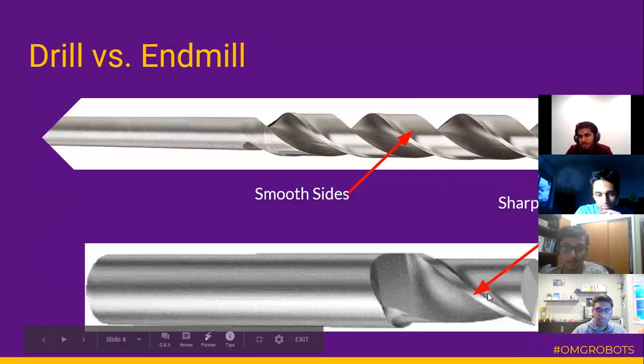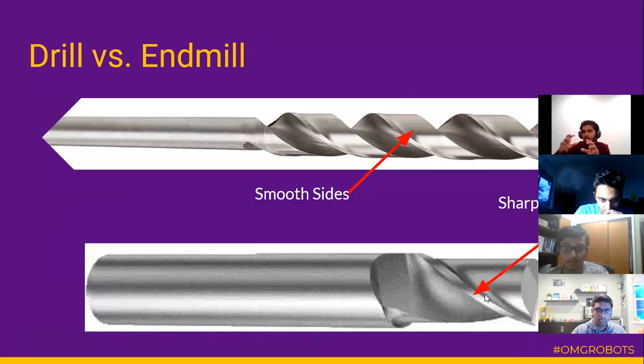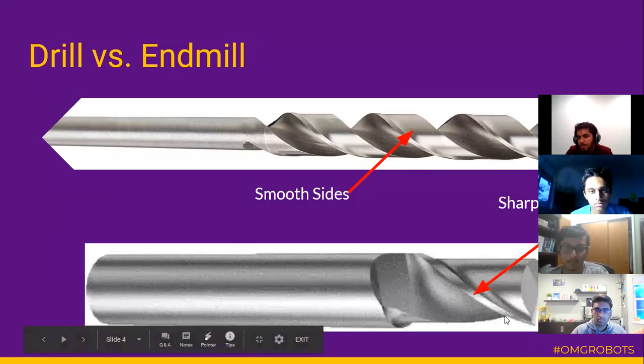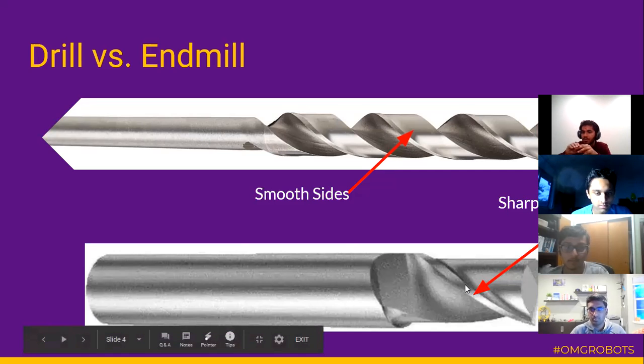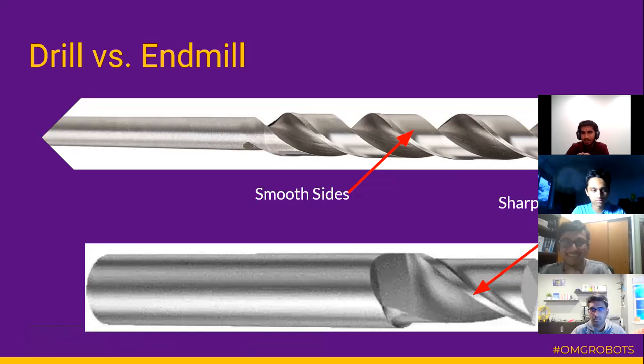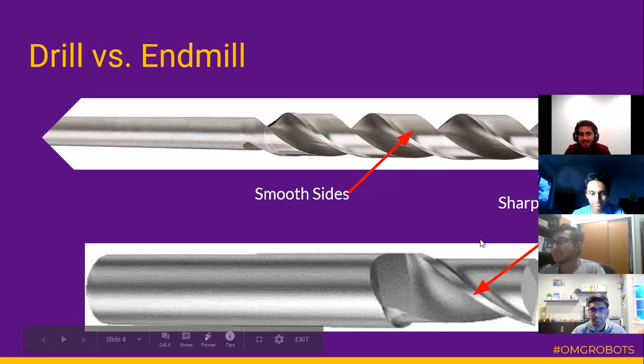The difference with an end mill, even though it looks similar because it has that spiral shape, is that the end mill has sharp sides, right? If you look at the drill bit, these sides here are very smooth. If you put your hand there, it wouldn't cut you. This is smooth metal. But if you put your hand on the end mill, it would actually cut you, especially if you move it along, it'll cut you really badly. And I know that from experience. So that's why you don't hold the end mill where the sharp part is, right?